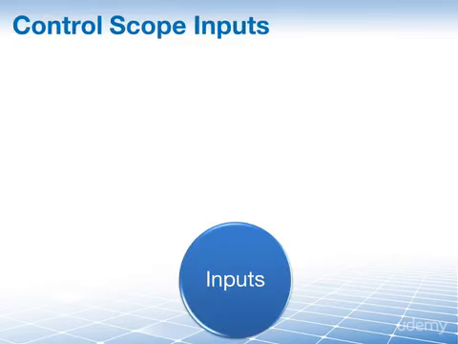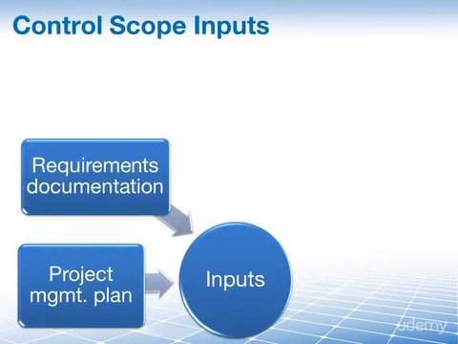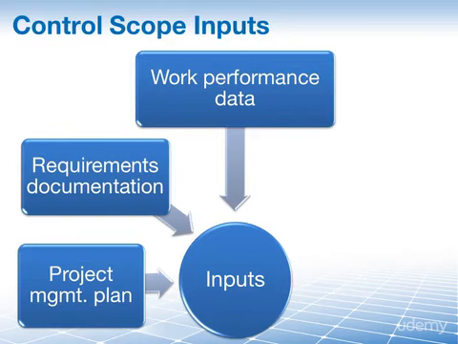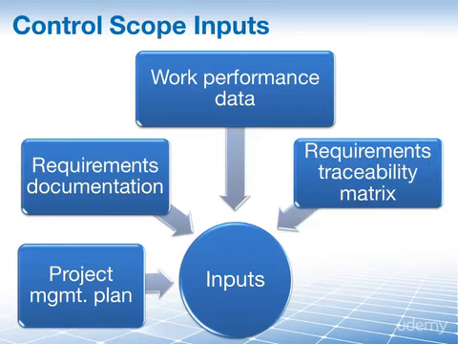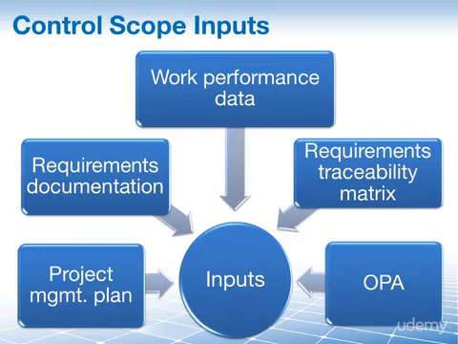And here are the 5 inputs to the control scope process: the project management plan, requirements documentation, work performance data, requirements traceability matrix, and of course organizational process assets. Note that most of these have to do with requirements. Not surprising, we're trying to control our scope, we're trying to control our requirements and make sure that it doesn't just grow wherever it grows, but that it is controlled.